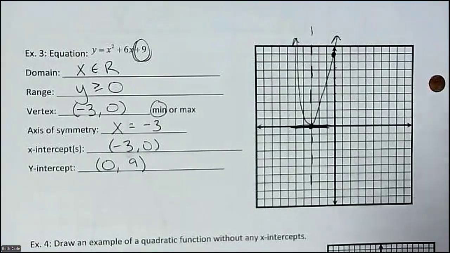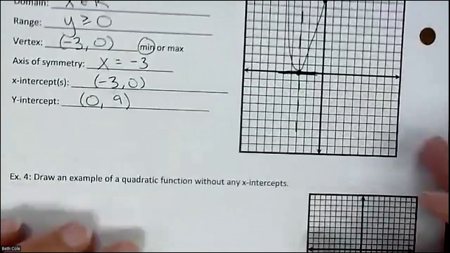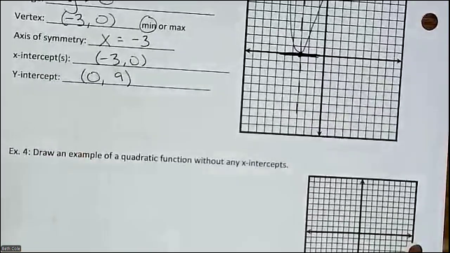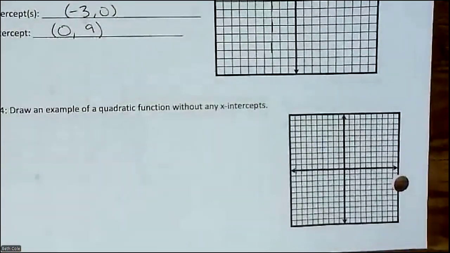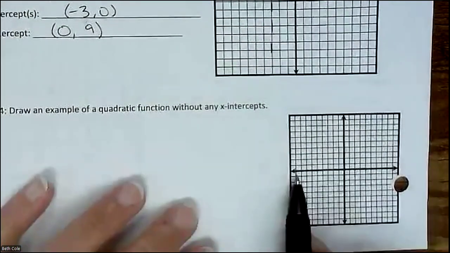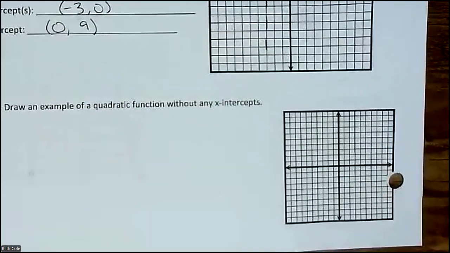And then after you do this one, we'll do a break, but you guys need to listen to me. Draw an example of a quadratic. That's what we're doing, by the way. These are not linear. They're not lines. They're called quadratics with no x-intercepts. How could you do that? How could you draw a U shape that doesn't touch the x-axis?